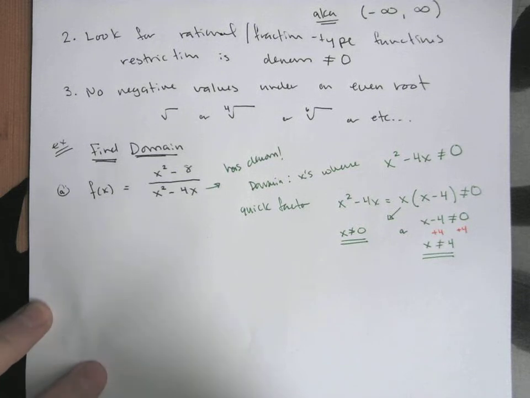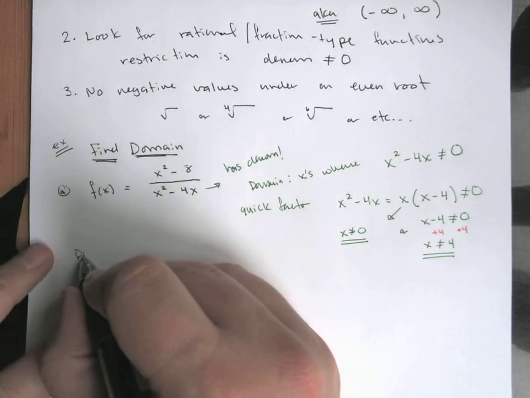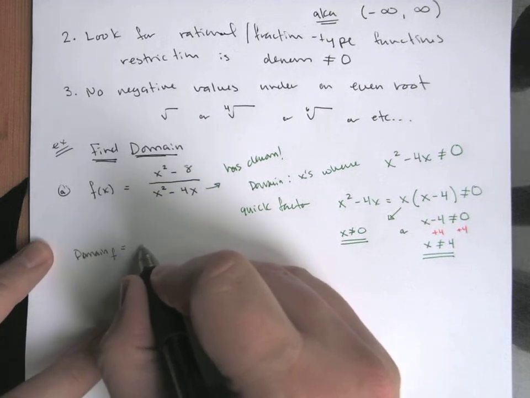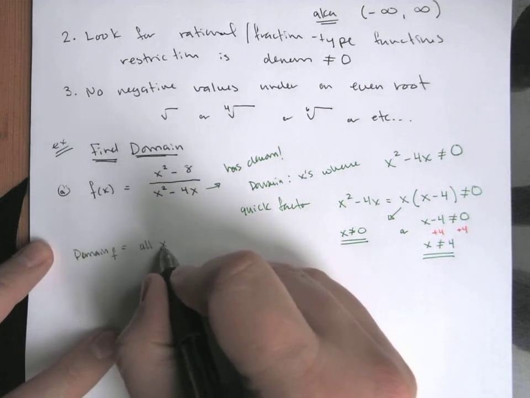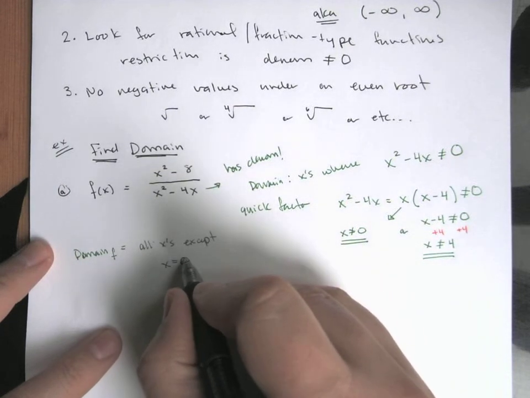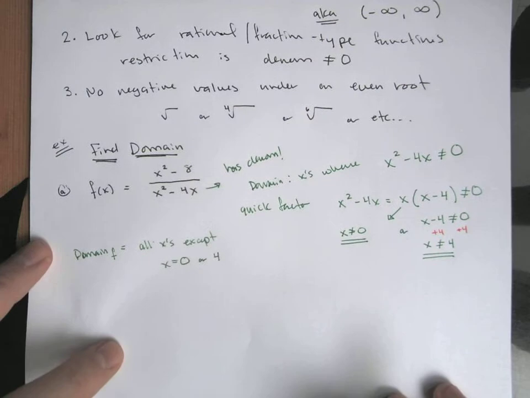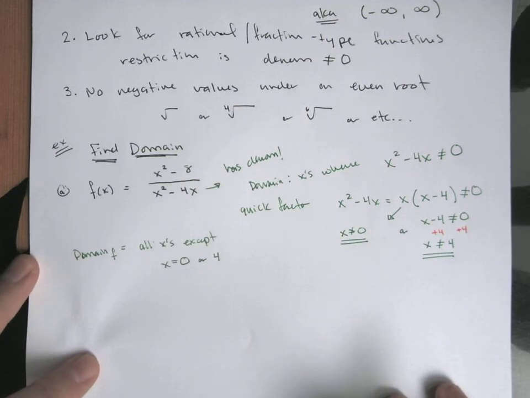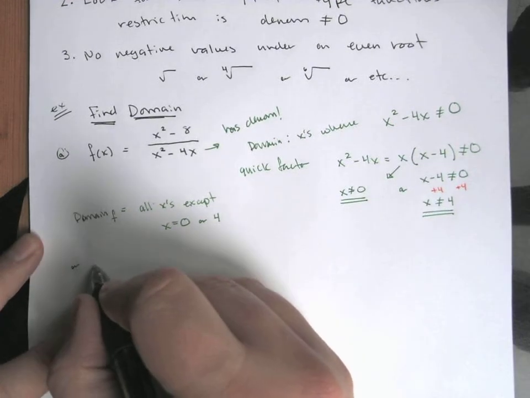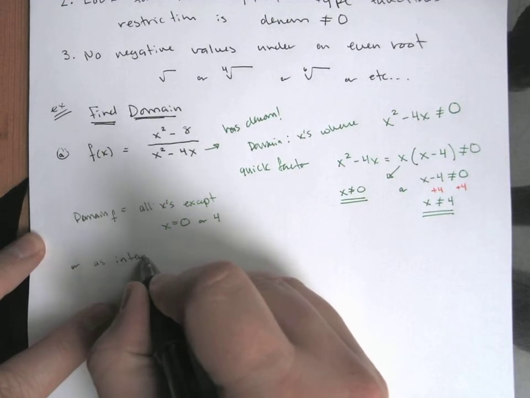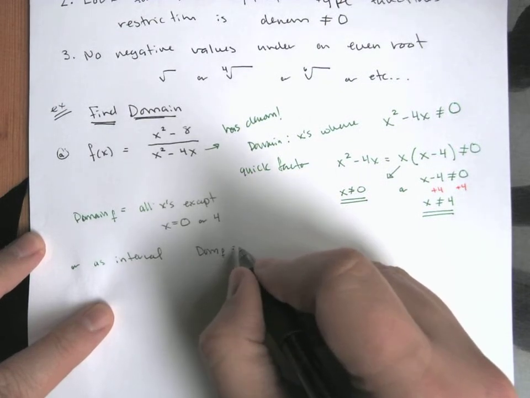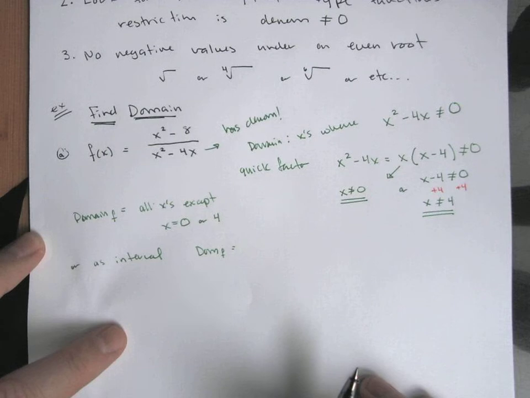So the domain for us here, we can notate a couple different ways. We can say all x's except x equals 0 or 4, right? You could do something like that, more of a word version. Or you can do it as an interval. What we're going to do is say the domain of f. So it's all the values except for 0 and 4.